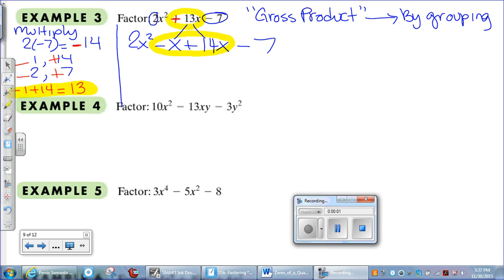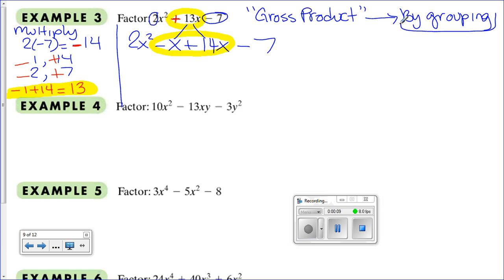Working on example 3, we're going to turn that trinomial into a polynomial of 4 terms so that we can factor by grouping. So we found our terms, because 13 is equal to -1 plus 14. So now I make the first group 2x squared minus x. My second group is 14x minus 7.